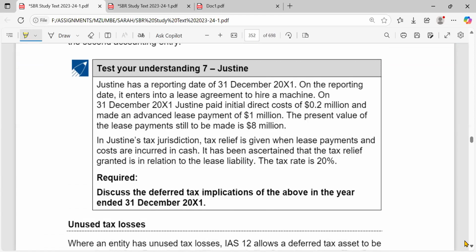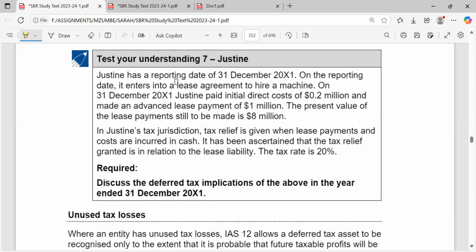Let's go on this. We are told, Justin has a reporting date of 31st December 2021. On the reporting date, it enters into a lease agreement to hire a machine. On 31st December 2021, Justin paid initial direct costs of $0.2 million, and made an advance lease payment of $1 million. So there are two things paid before actually starting out the lease, right?